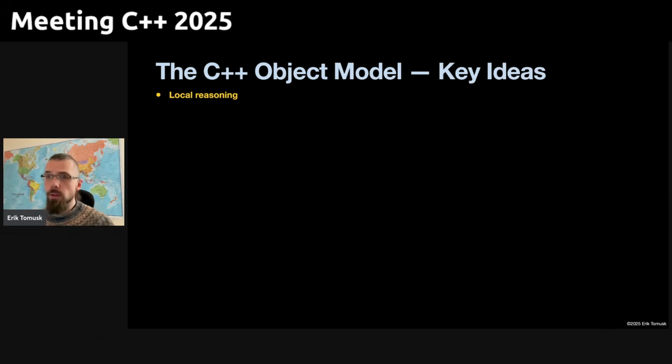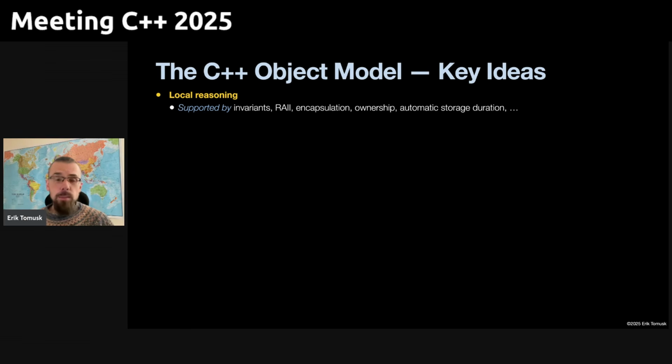All right, so let's summarize the key ideas from the C++ object model section. The overarching idea I want you to take away from this is local reasoning. C++ has local reasoning that is supported by invariance, RAII, encapsulation, ownership, automatic storage duration, all of these ideas. Local reasoning supports productivity and correctness. It helps us focus on the problem and not on peripheral or low-level details.